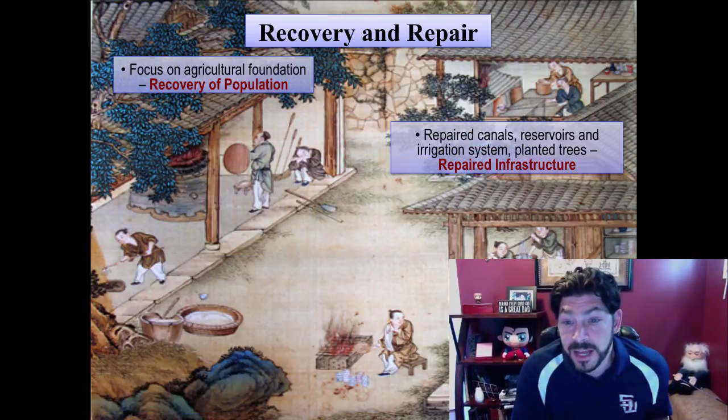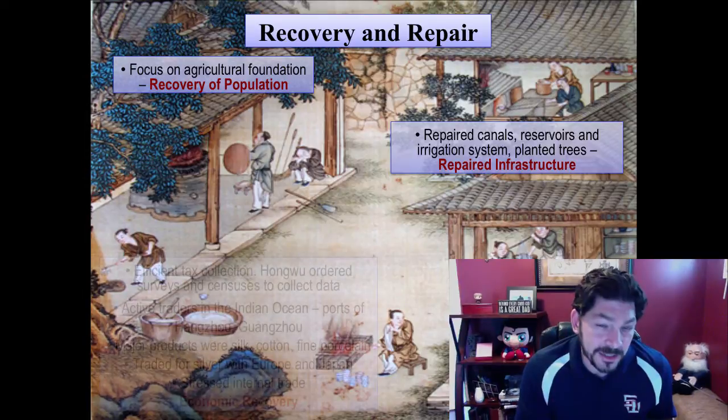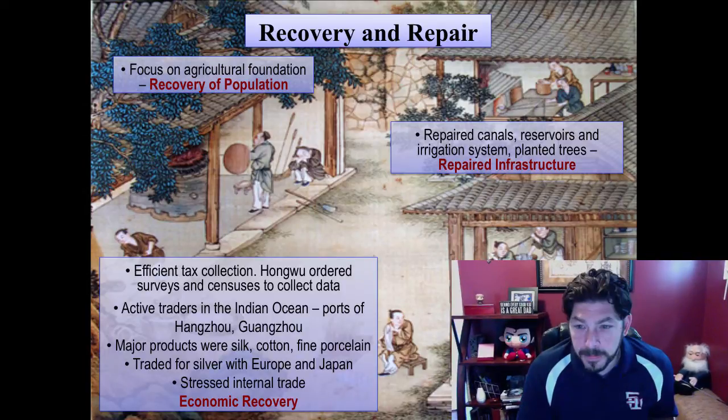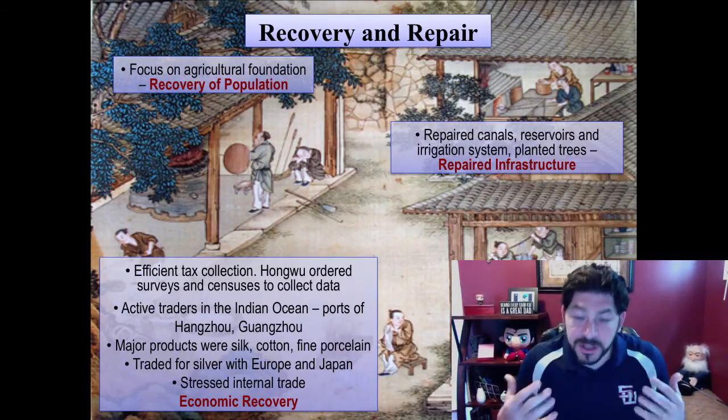They also repaired canals, reservoirs, irrigation systems, and they planted over 1 billion trees to try to reforest China. And this would be very helpful, especially when it came to developing their navy. So they're recovering their population, they're repairing their infrastructure, and also they wanted to recover their economy.